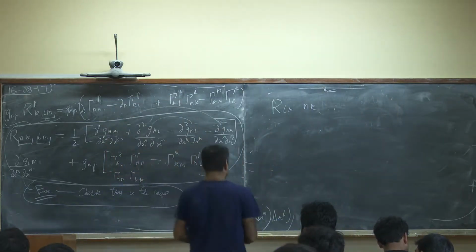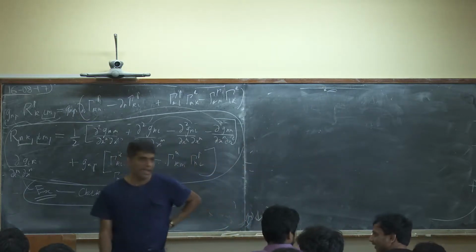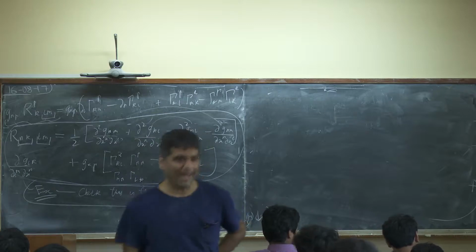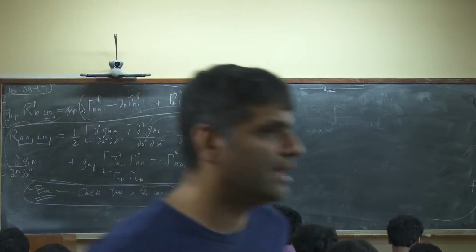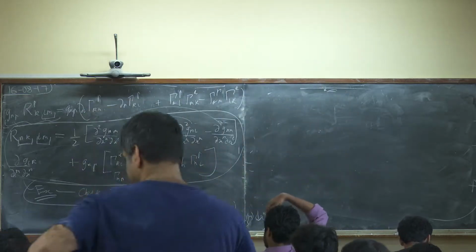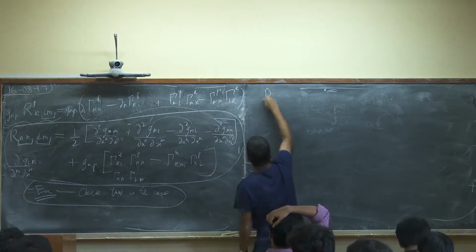Now there's one more identity that we're going to check in a minute, but even before that, let's do some counting. Question: at any given point, how many independent components are there in the curvature tensor? Just for fun, let's work in D dimensions. So suppose we're in a D dimensional space.